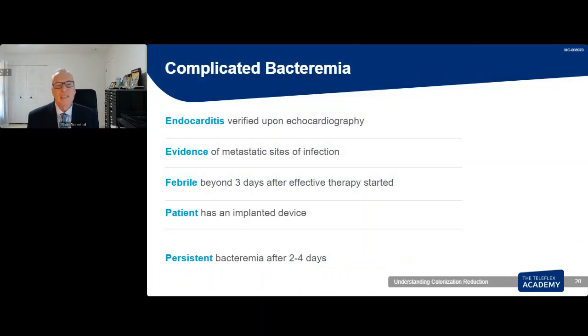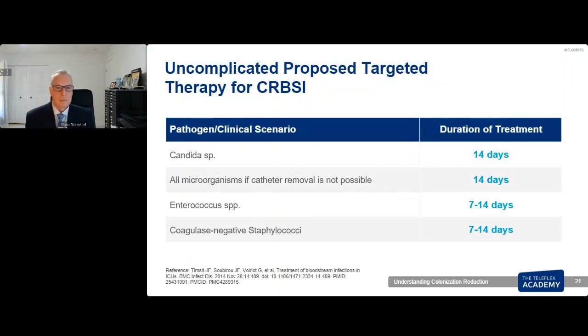A couple of examples of complicated bacteremia are endocarditis, metastatic infection, fever or positive blood culture 2, 3, or 4 days after starting effective therapy, and having an implanted device. The treatment for infection by Candida is 2 weeks. With any other microorganism, if the catheter removal is not possible, also 2 weeks. Enterococcus and coagulase-negative staphylococci require 1 to 2 weeks.